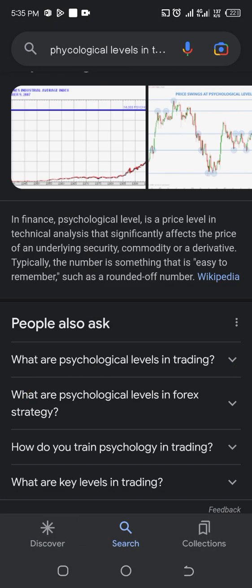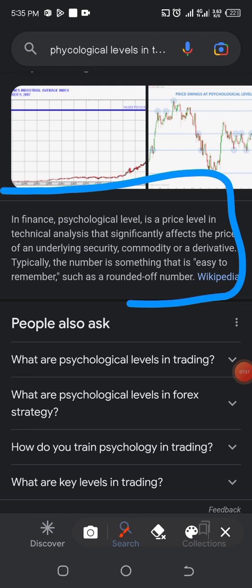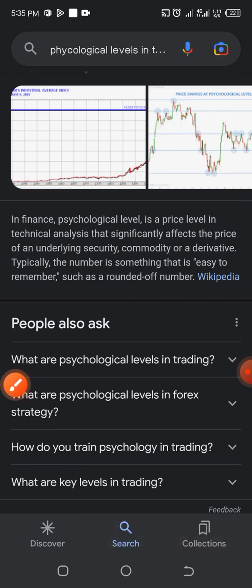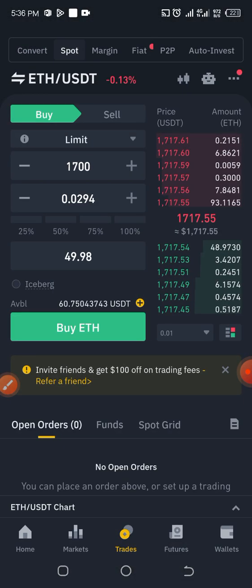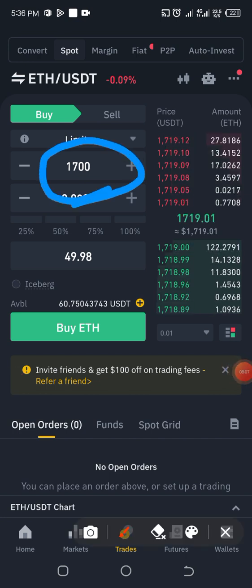in technical analysis that significantly affects the price of an underlying security, commodity, or derivative. So you can take your time and read. You can see it applies in forex, and it applies in crypto. We are going to use it in crypto, but it also applies in any trading method that you really want. So here we are on this example. We are taking Ethereum. Now, what are these psychological levels? These are levels where prices are likely to react, and these psychological levels are whole numbers.